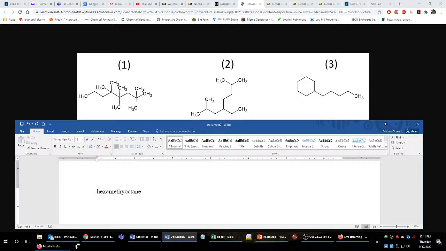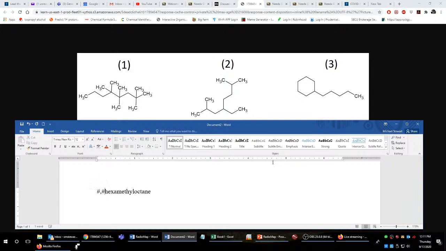So step 1, identify if it's linear or cyclic. If it's linear, identify the longest carbon chain and then name it. And then you want to name all the branches. Now, a mistake students get into is they try to do the numbering first. We're going to do the numbering as a last step. We're going to put a prefix in here to name the number of methyl groups we have. We have 6, so it's hexamethyl.